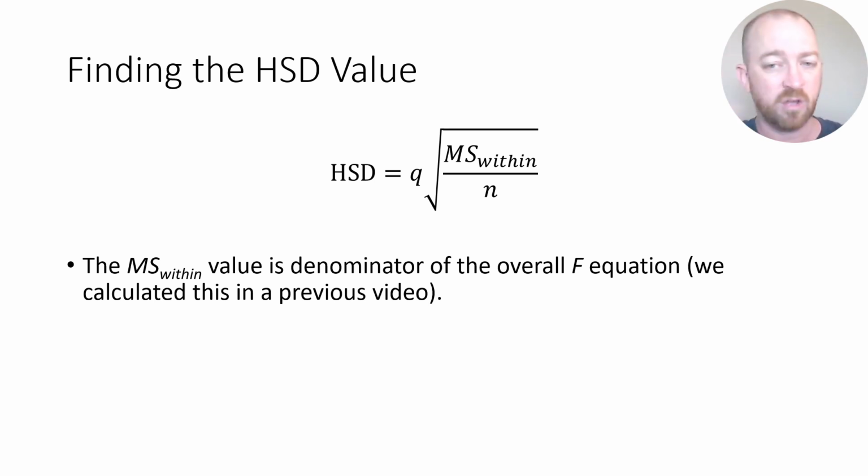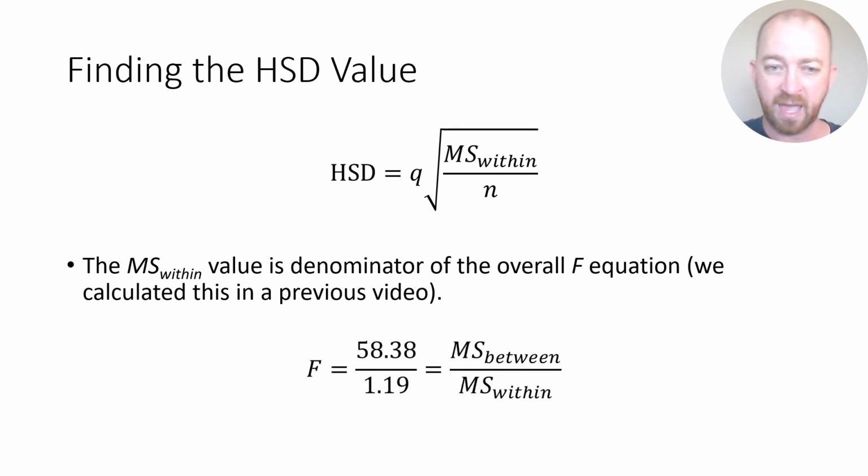Once you've calculated almost everything in the F equation, the MS within is just what's left in the denominator before you finally do that last division of the numerator by the denominator. Okay, so I'll show you that. Yeah, exactly, it's right here.